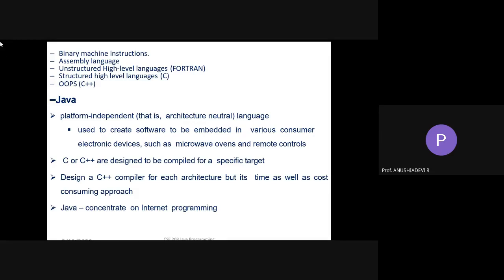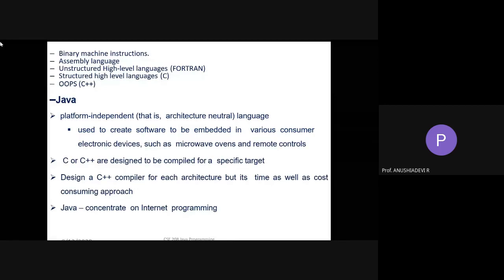So the main advantage of Java programming is platform independence, right? Write once and run anywhere. The single code can be executed on any different platform. You need not make any changes in the code.